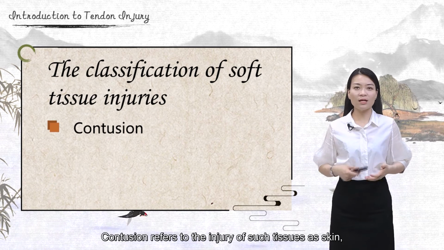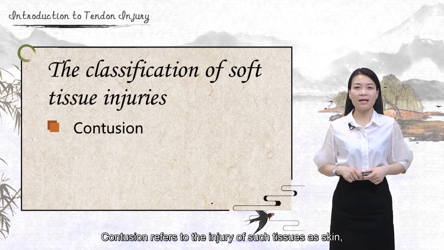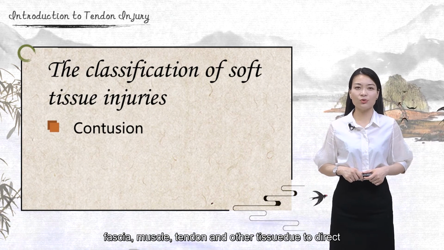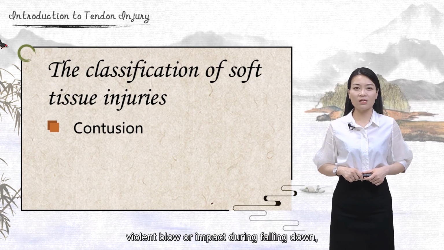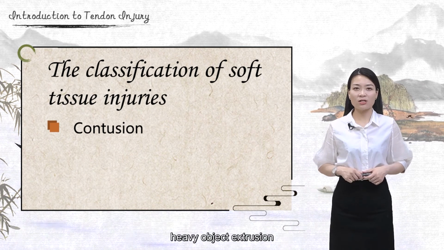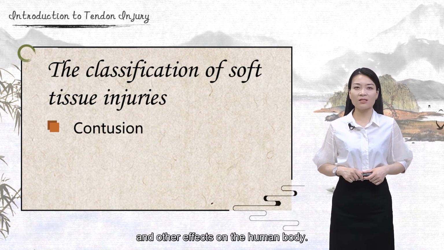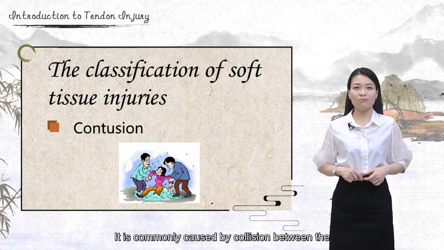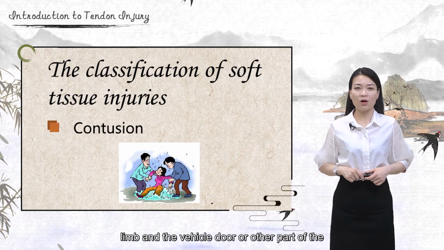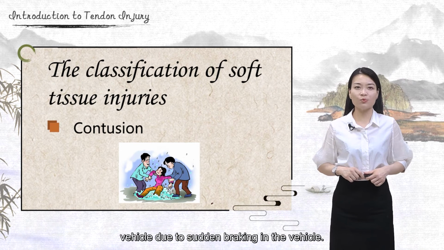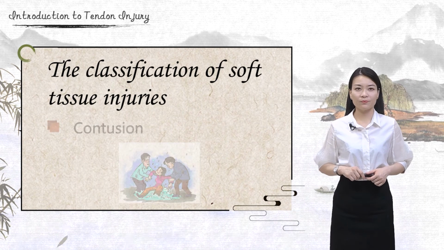Contusion refers to the injury of such tissue as skin, fascia, muscle, tendon, and other tissue due to direct violent blow or impact during falling down, heavy object extraction, and other effects on the human body. It is commonly caused by collision between the limb and the vehicle door or other parts of the vehicle due to sudden braking in the vehicle.